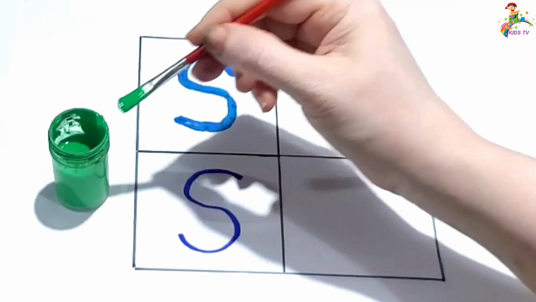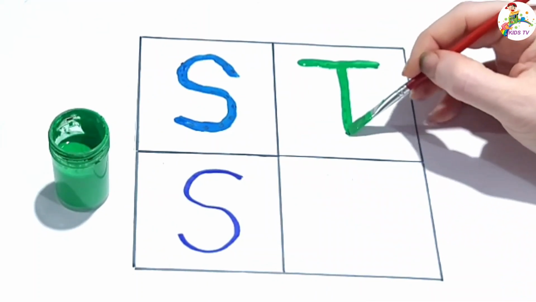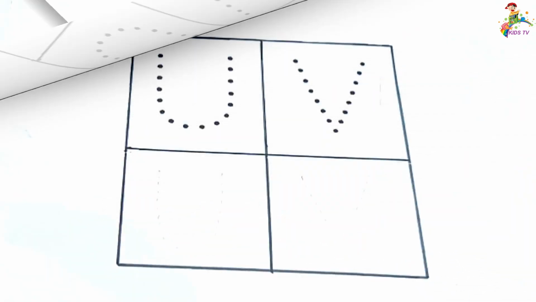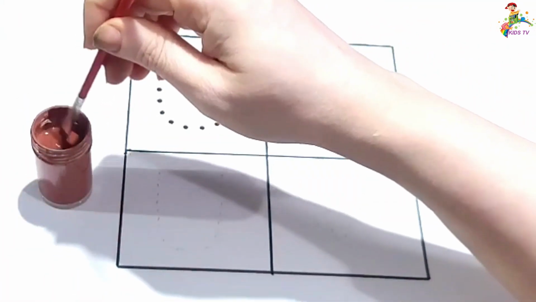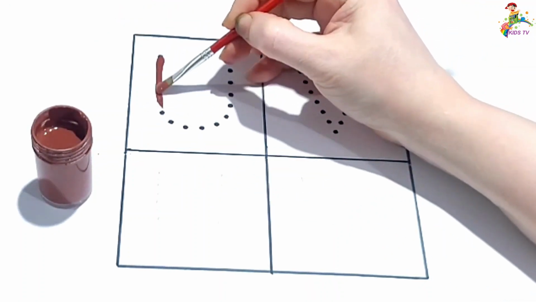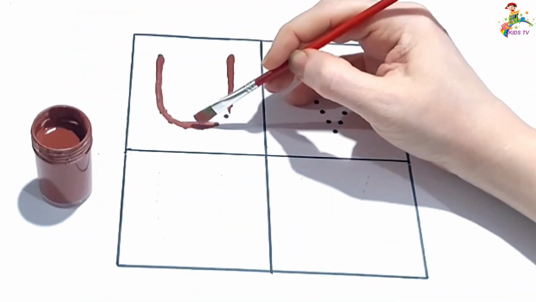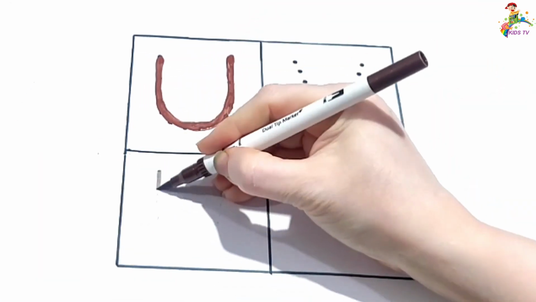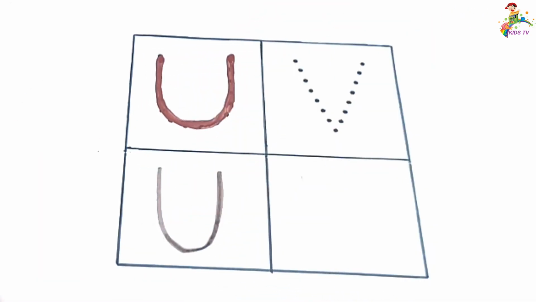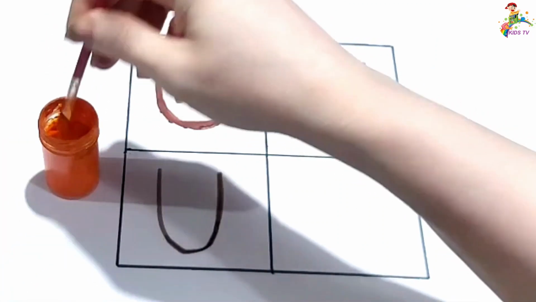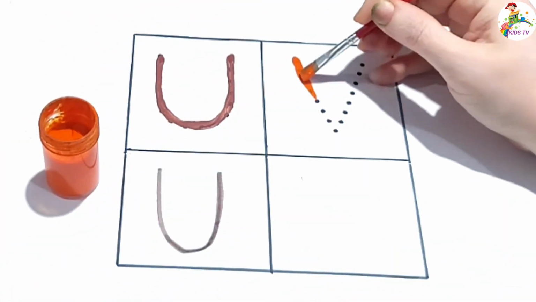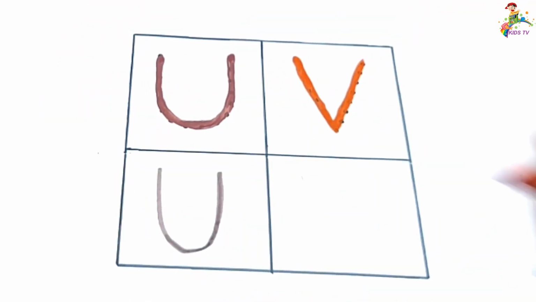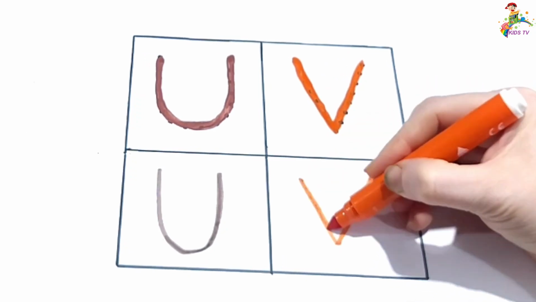Green color. T. T for tiger. T for tree. U. Brown color. U for umbrella. U for uncle. Orange color. V. V for van. V for vase.